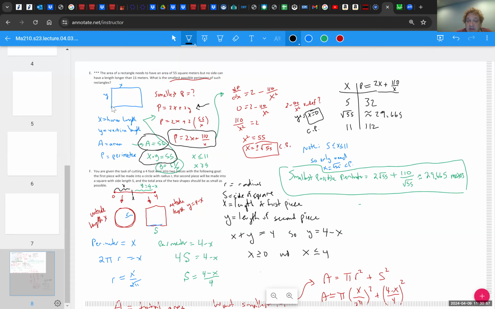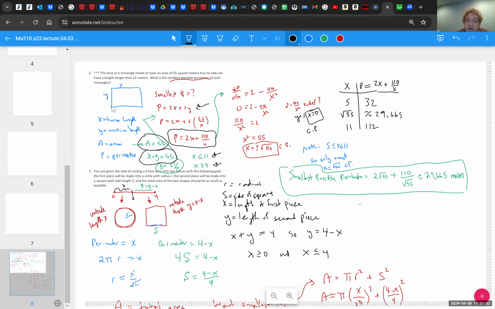I do have some endpoints. It tells me that the area is 55 and that the side length can be no longer than 11. So I know that x has to be less than 11, and since they multiply to be 55, I know x has to be at least as big as 5. So 5 and 11 would be my two endpoints, because I know x can't be as big as 11, and the two numbers multiply to be 55. Okay, so I have my endpoints, 5 and 11.